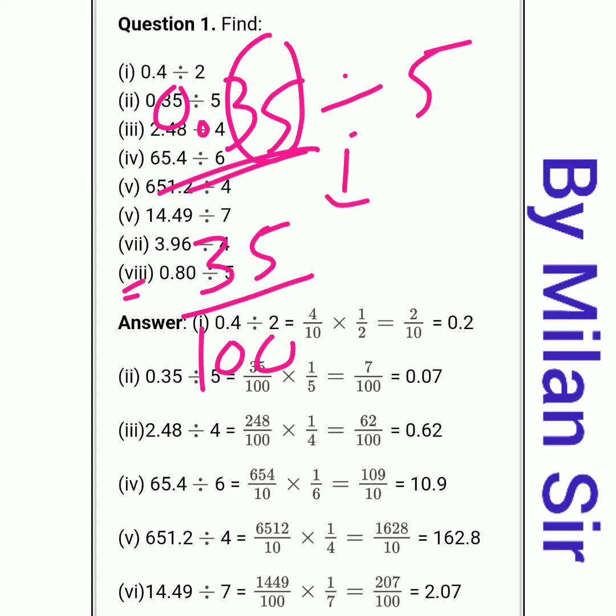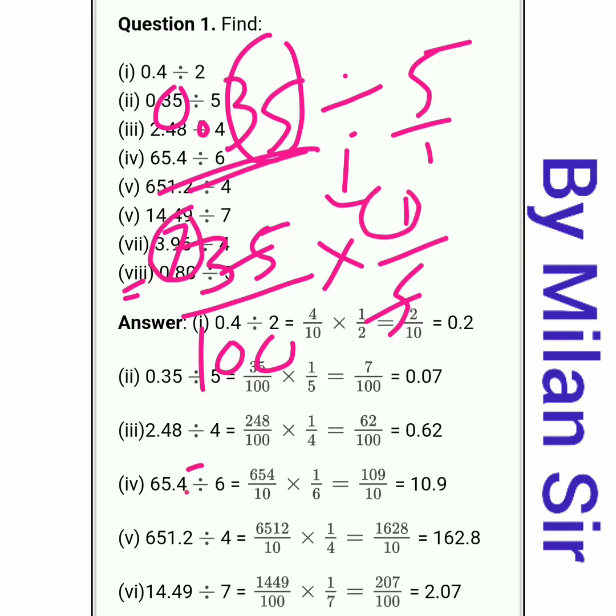Now we need to convert this division into multiplication, and we need to take reciprocal of second number. Here nothing is there, so 5 by 1. Reciprocal of 5 by 1 is 1 by 5. Then we can simplify this. 5 sevens are 35. 7 ones are 7, it is in numerator, and denominator 100.